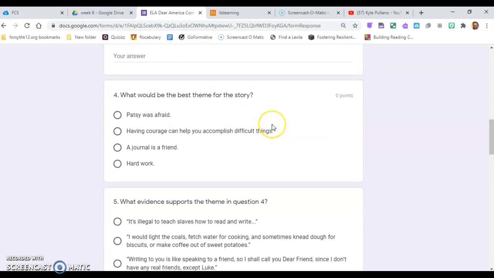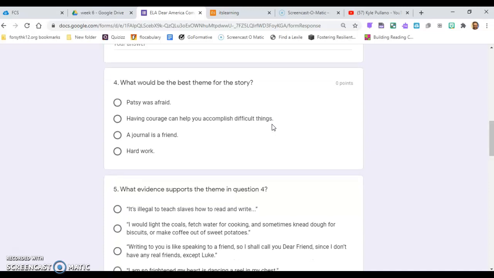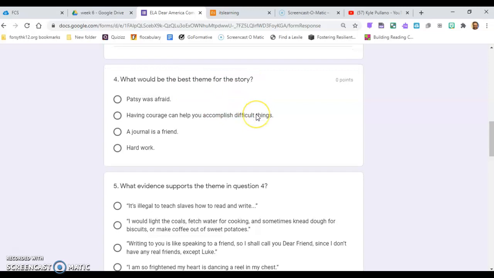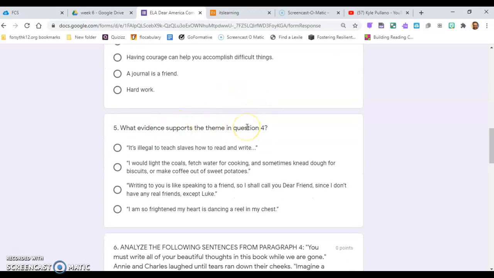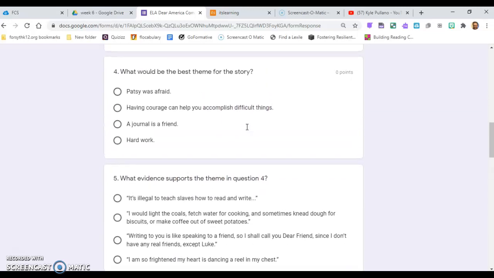What would be the best theme for the story? Let me just give you a heads up and point out here with the theme, it should be a lesson or a moral that really fits not just the story, but our lives also. So a large lesson. And so whatever you choose here, question 5 says what supports your answer in question 4. So you need to get question 4 correct to get question 5 correct, essentially. And so I do kind of take some partial credit here depending on the combination that you choose.